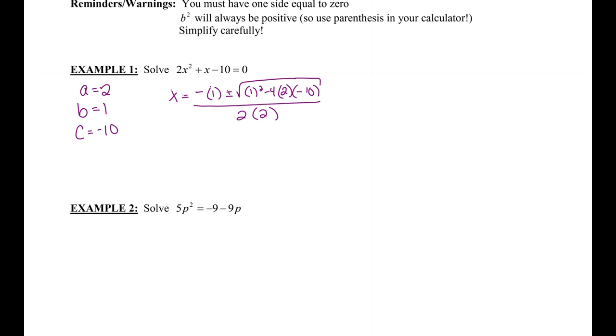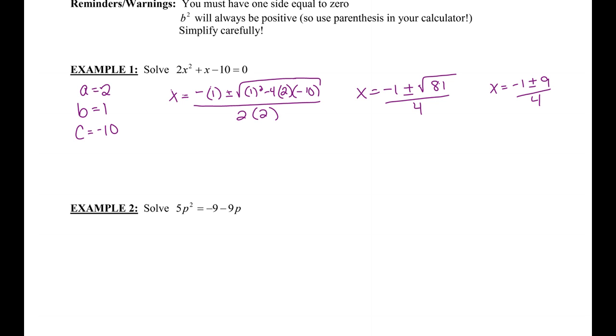Alright, so to start I'm going to simplify underneath the square root. So I'm going to keep the negative 1 out front. 1 squared is 1. The negative 4 times 2 times negative 10 gives me a positive 80, so 1 plus 80 gives me the square root of 81. And this is over 4. And since 81 is a perfect square, I can simplify this to negative 1 plus or minus 9 over 4.